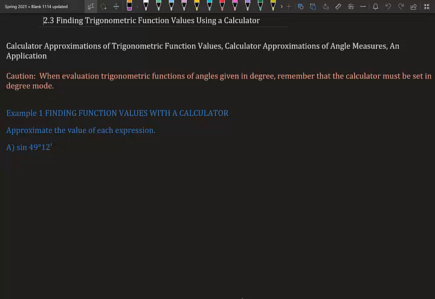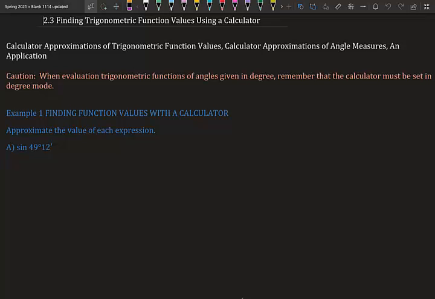2.3, finding trig function values using a calculator. So you're only allowed to use a calculator if it says to use one or if it says to approximate, but we'll get through that. Calculator approximations of trigonometric function values, calculator approximations of angle measures, and we're doing in application, literally one application.